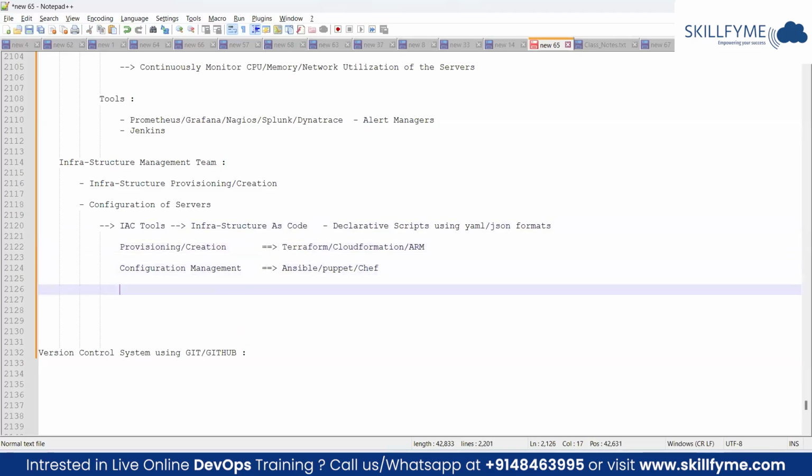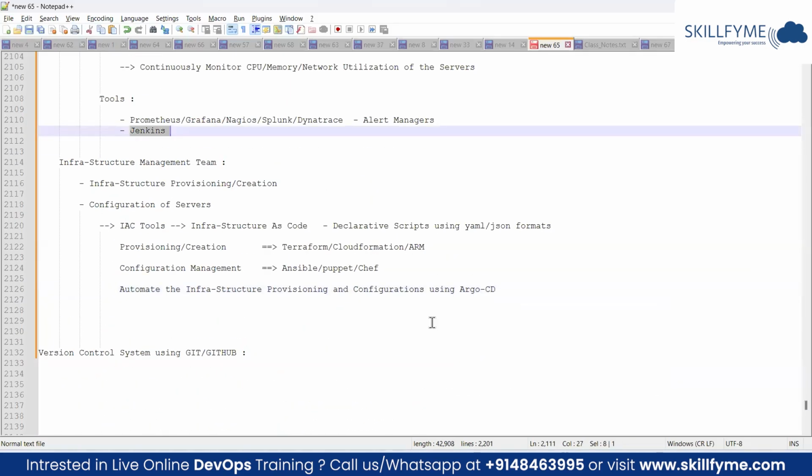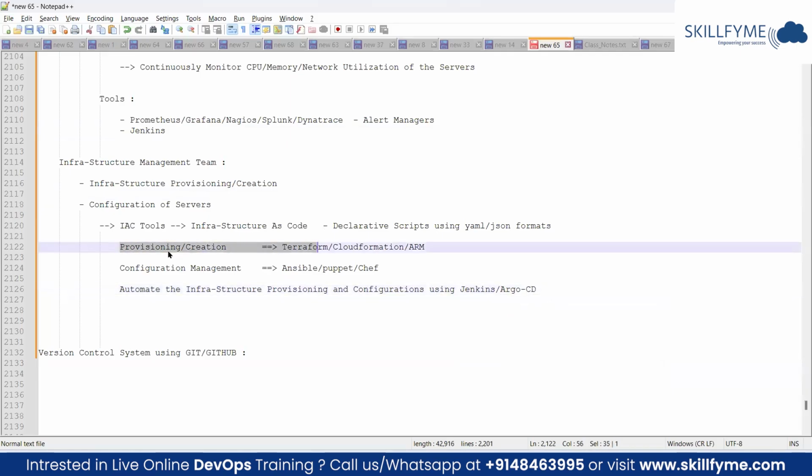And also, if you want to integrate Terraform and Ansible, and automate the infrastructure provisioning and configurations, we can use Argo CD kind of tools. It's possible. Like we talked about Jenkins here, similarly, we can use Argo CD. Even you can use Jenkins for that matter. So Jenkins and Argo CD are used to automate your process. Jenkins is primarily used for automating your application builds and deployments. Argo CD is used for automating your server provisioning and configuration.